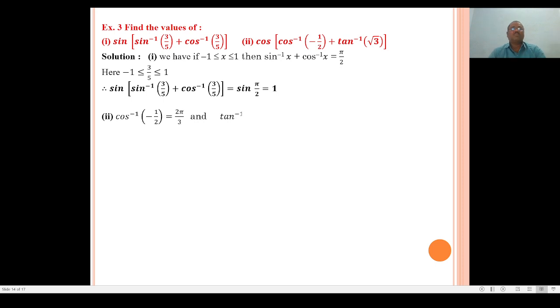Cos inverse minus half equals 2 pi by 3 and tan inverse root 3 equals pi by 3. So we get cos inverse minus half plus tan inverse root 3 equals cos of 2 pi by 3 plus pi by 3. So we get cos pi and the value of cos pi is -1.